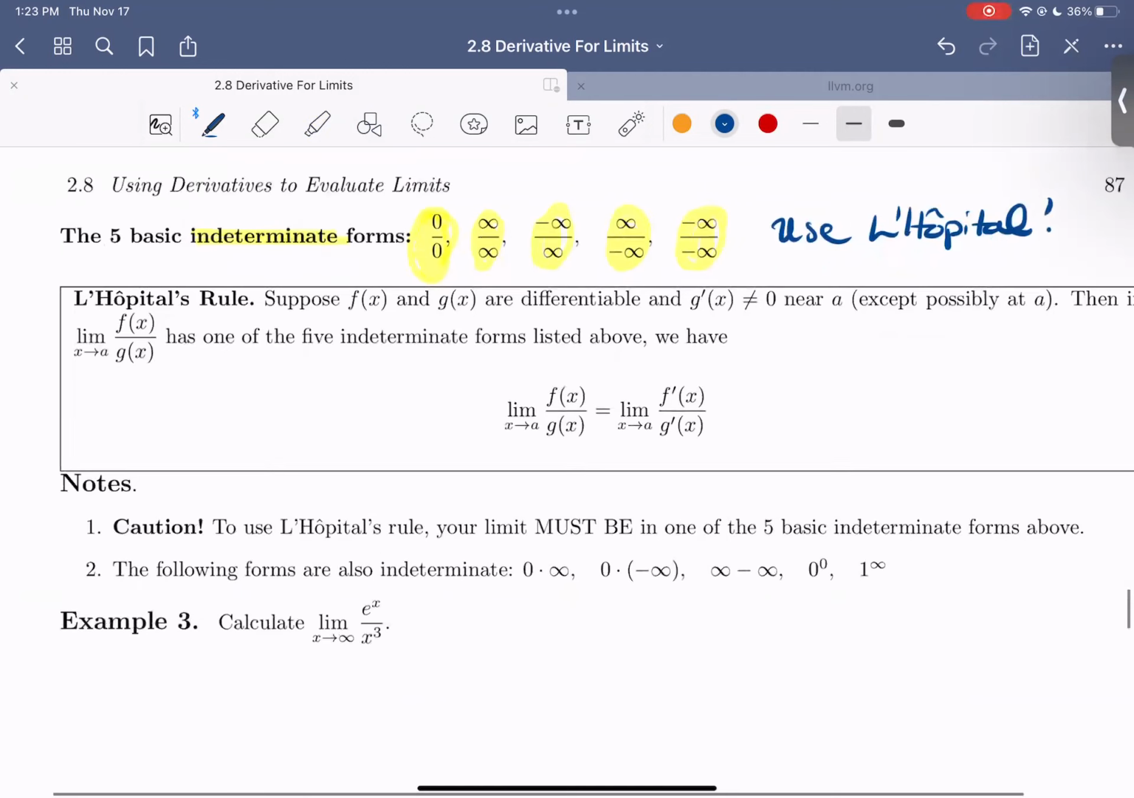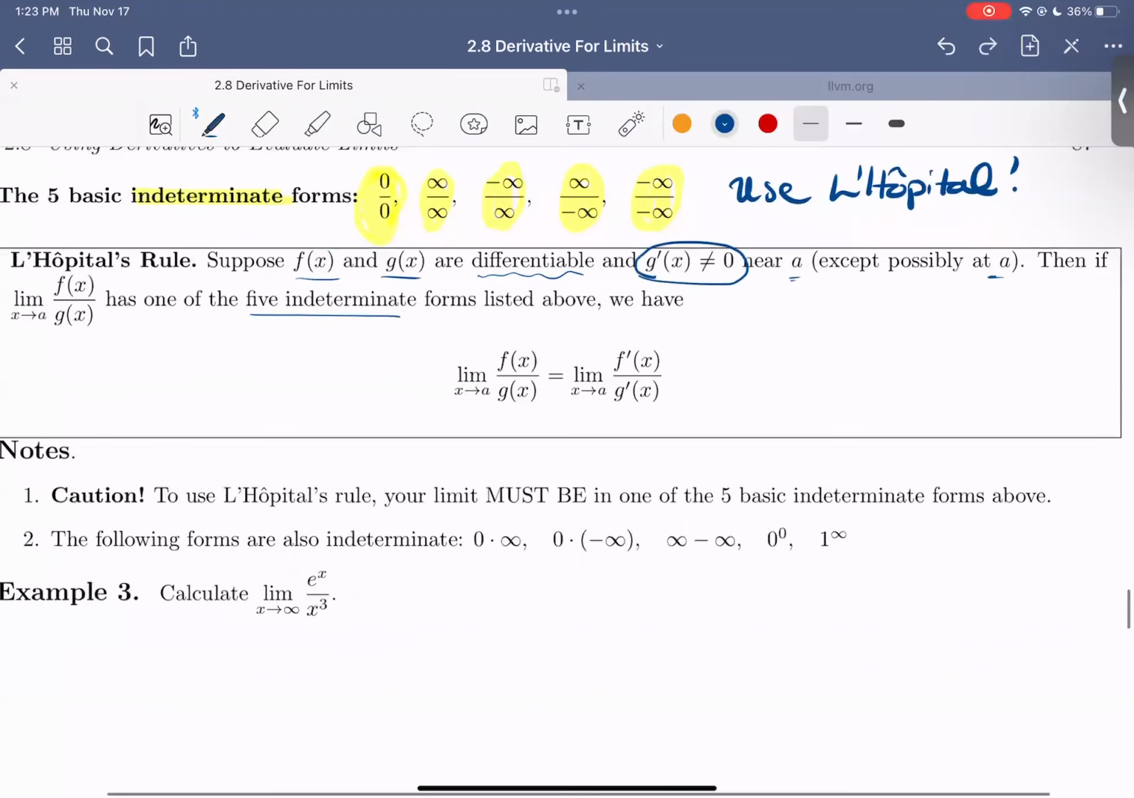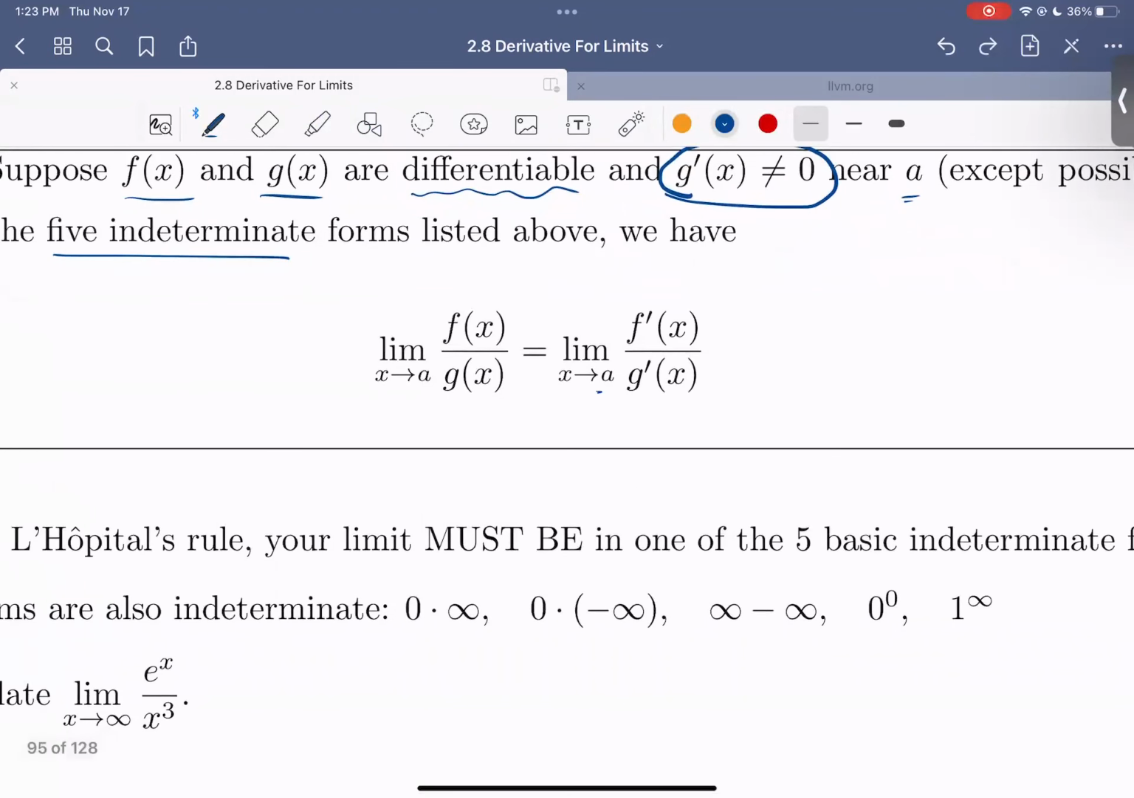So what does that rule say? Well, it says, suppose we have 2 functions, f and g, that are differentiable. That's important because we're going to use the derivative when we compute the limit. And the derivative of g is not 0 near the value that our x is approaching, except possibly at that value. Then if the limit as x goes to a of f over g has one of the 5 indeterminate forms above, then the limit of the quotient, f over g, is equal to the limit as x goes to that same a of f prime over g prime.